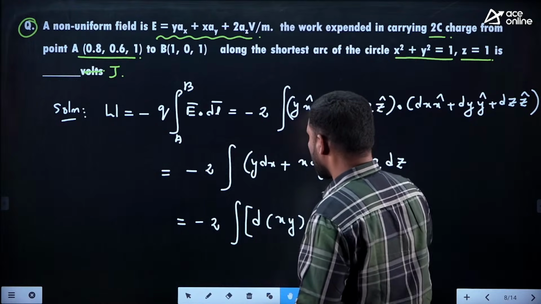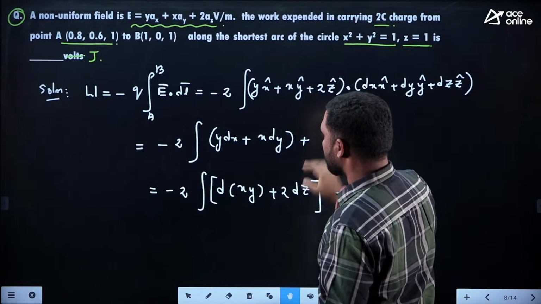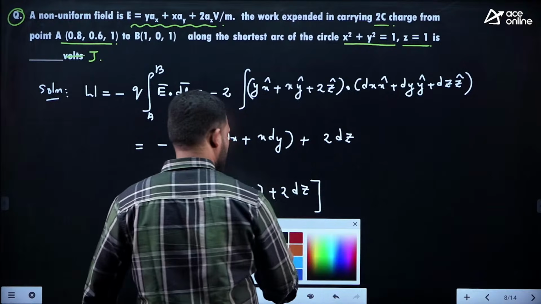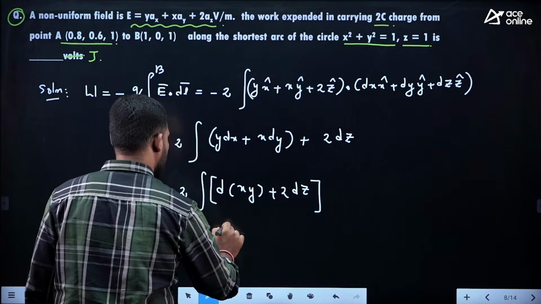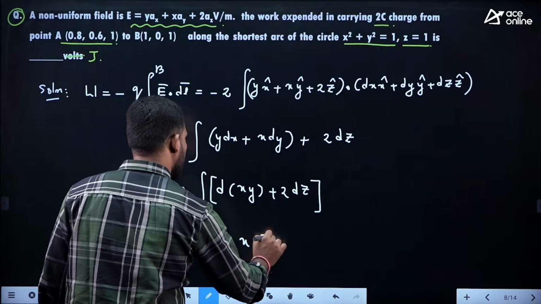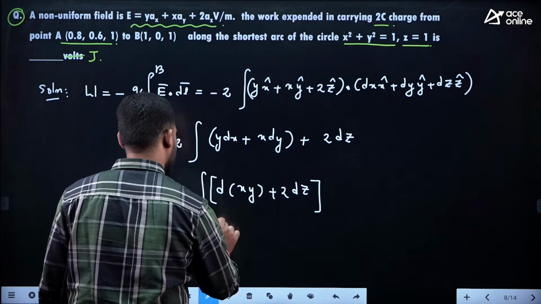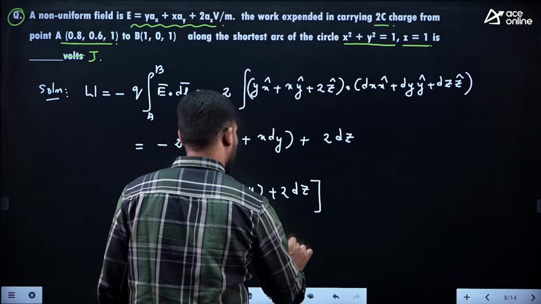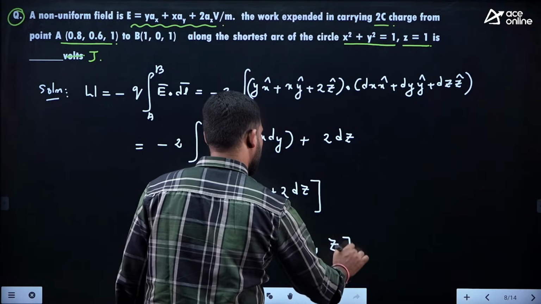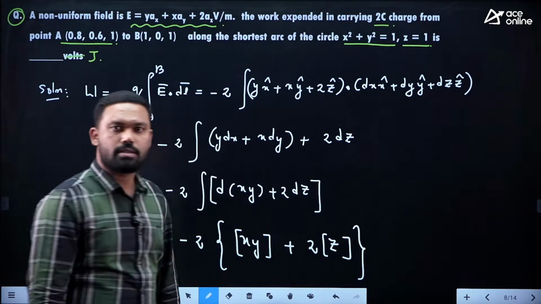It's a specially designed, special kind of field. That is a conservative field, as I said. So the path doesn't matter. So this is xy, done, and this is 2z. Substitute upper limit minus lower limit.